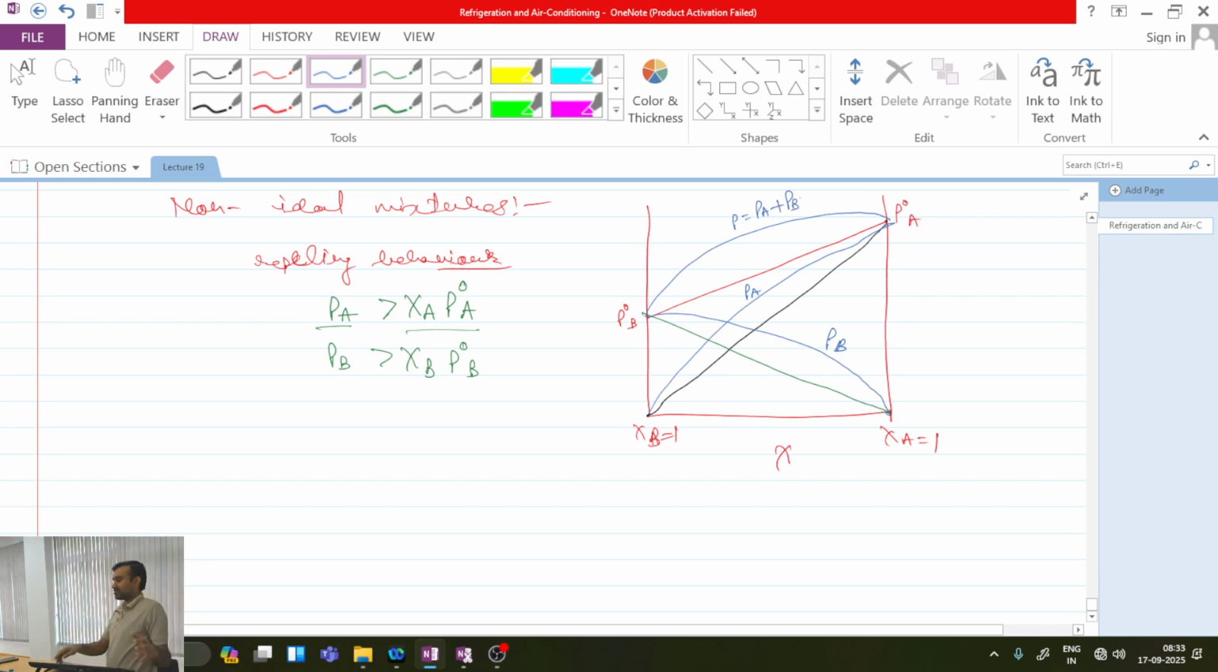So in the mixture state, because A and B are having repelling tendency towards each other, these will try to repel more and more molecules, and in the vapor phase it will not affect because of the negligible intermolecular interactions.